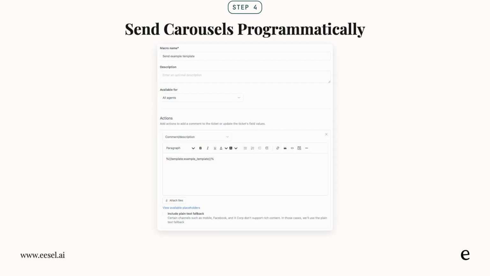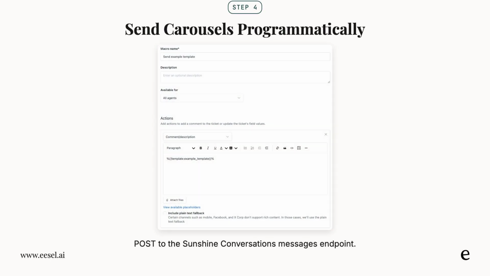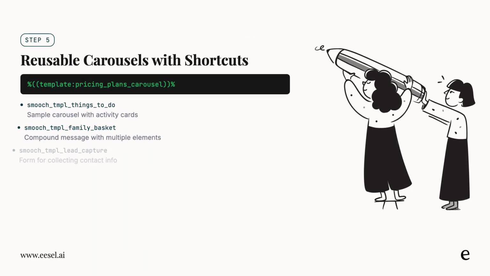Step 4, send your carousel via a post request to the Sunshine Conversations messages endpoint. Include your carousel payload in the message body, specify the conversation ID, and the carousel will appear in the chat widget for that customer. Step 5, make carousels reusable.